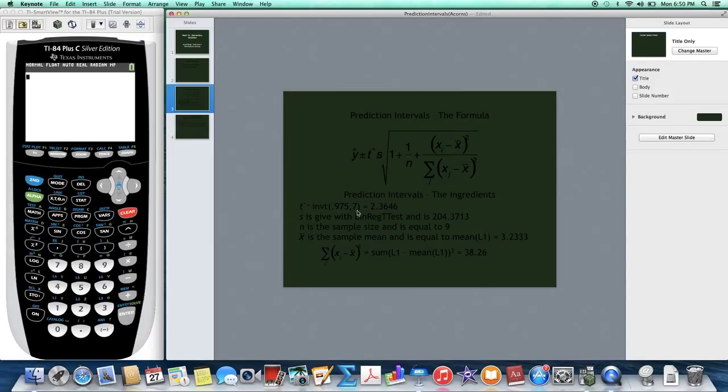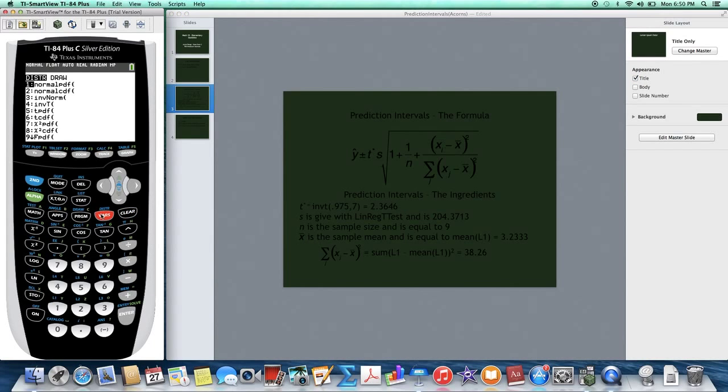I think I said n minus 1, I meant n minus 2, okay? But in any case, degrees of freedom are n minus 2 here, so I have 9 minus 2, which is 7. Now the way we calculate this on the calculator is we go second, vars, that takes us to the distribution menu, and I'm going to choose inverse t.